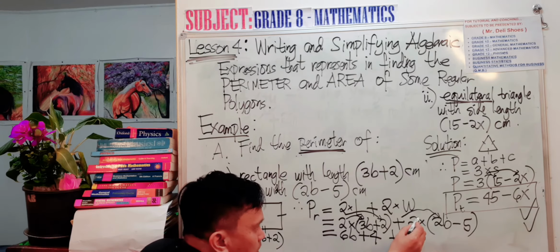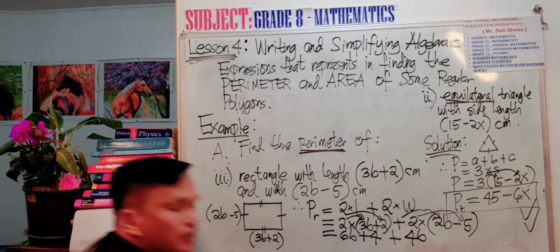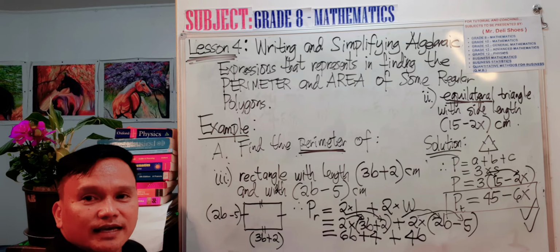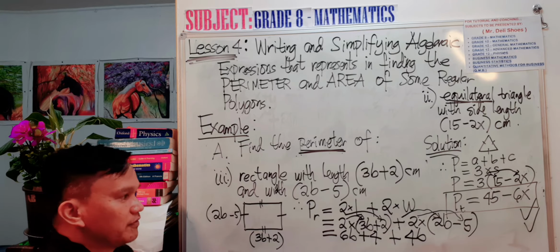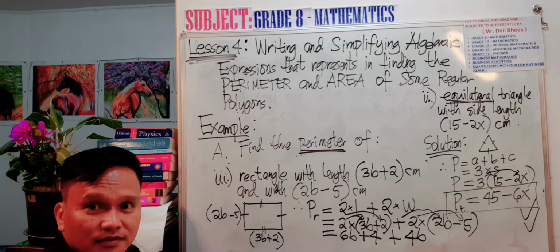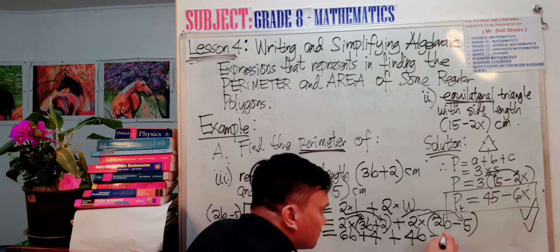And then positive 2 times negative 5. Positive times negative. What is the sign? Negative. 2 times 5. 10. So this will now become negative 10.